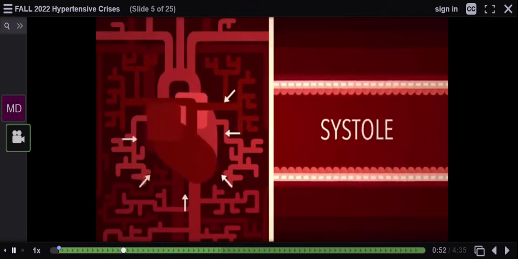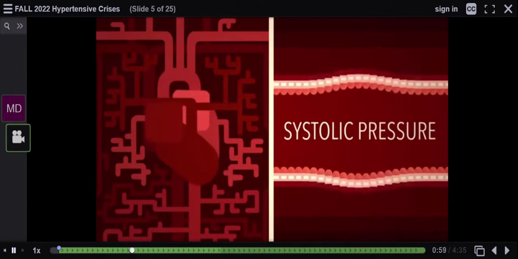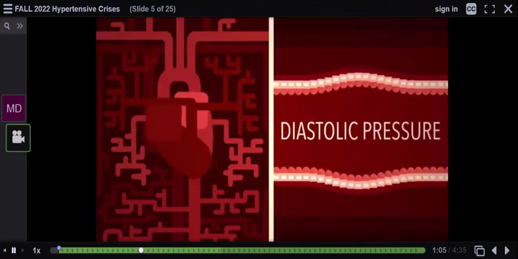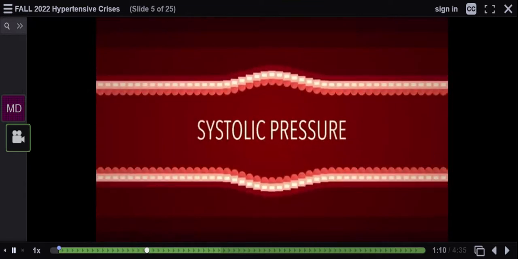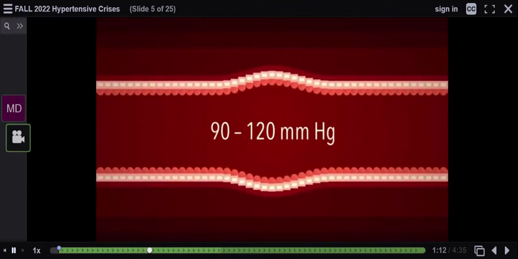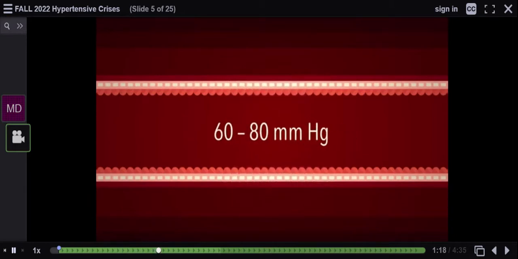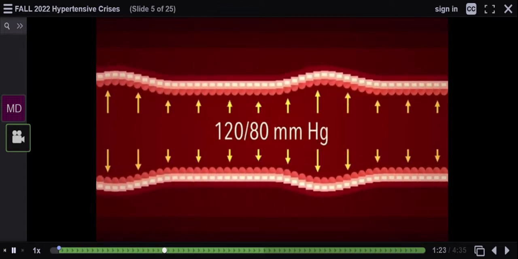It's highest during systole, when the heart contracts to force blood through the arteries. This is your systolic blood pressure. When the heart is at rest between beats, blood pressure falls to its lowest value, the diastolic pressure. A typical healthy individual produces a systolic pressure between 90 and 120 millimeters of mercury, and diastolic pressure between 60 and 80. Taken together, a normal reading is a bit less than 120/80.